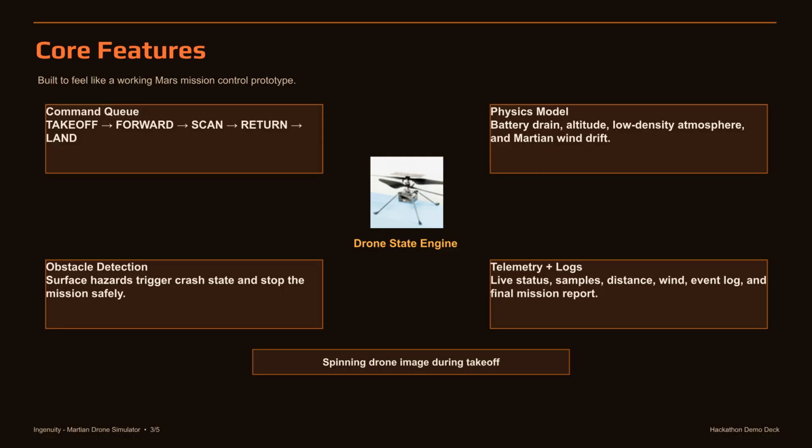In real space missions, scientists cannot just control a drone instantly because there are delays, environmental risks, and unknown terrain. Our simulator shows why autonomous systems are important. It gives scientists a way to test commands, movement, and mission conditions before sending technology into high-risk environments.